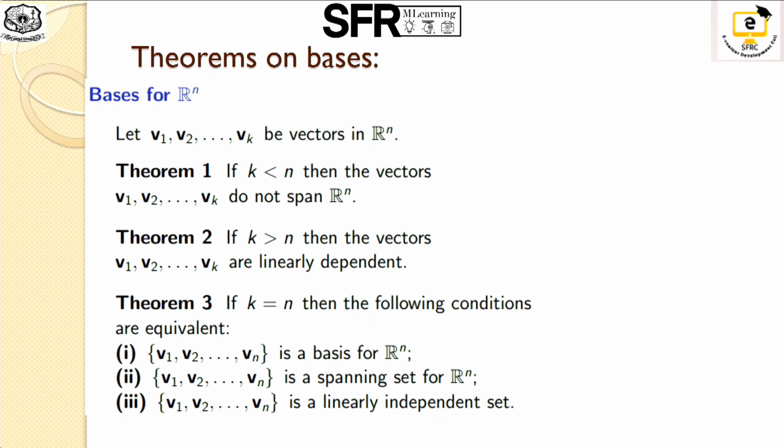For theorem 2, if k is greater than n, then the vectors v1, v2, etc., vk are not linearly independent. Therefore, they are called a linearly dependent set. And the third theorem tells this: if k is equal to n, they form both a linearly independent set and a spanning set. Therefore, v1, v2, etc., vn can become a basis for R power n.